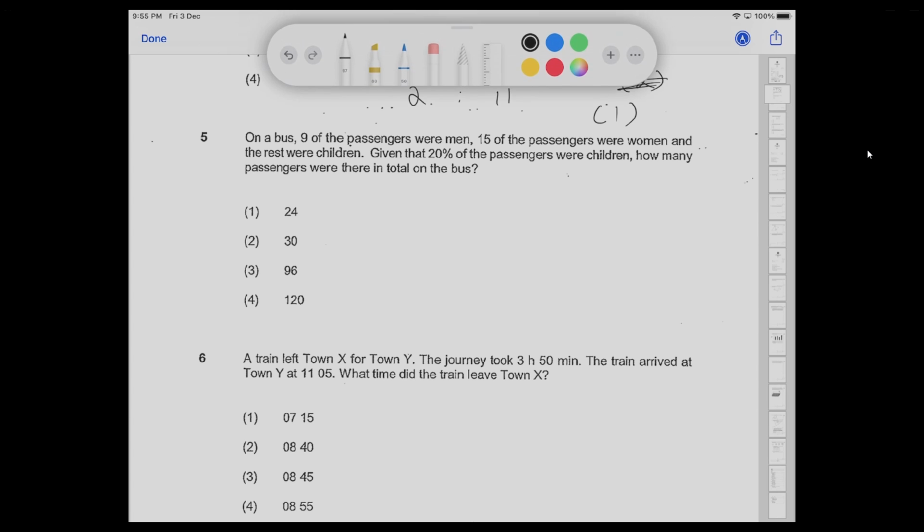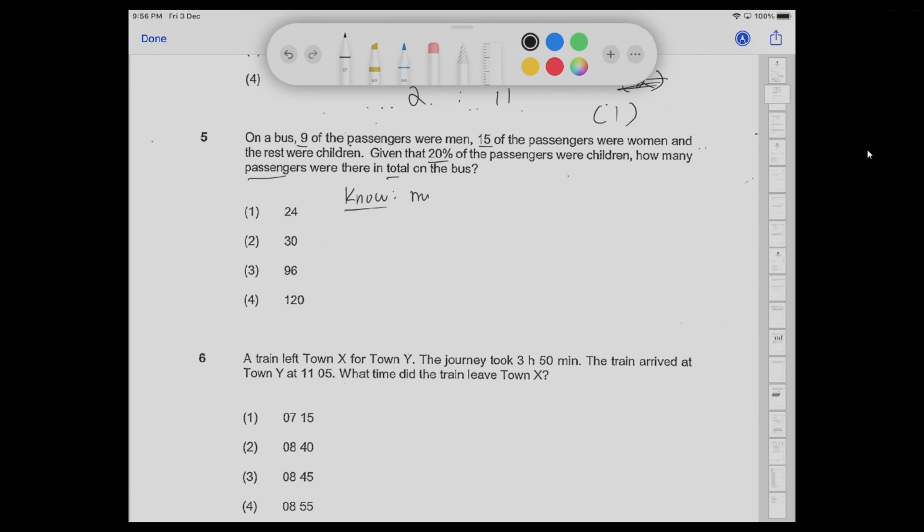On a bus, 9 of the passengers were men, 15 were women, the rest were children. Given that 20% of the passengers were children, how many passengers were there in total on the bus? So we are given some numbers and also a percentage. What we really want to do is match the numbers with the percentage, so we can do some calculations and find out the total number of passengers.